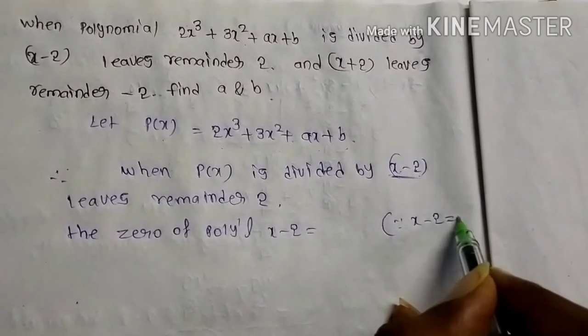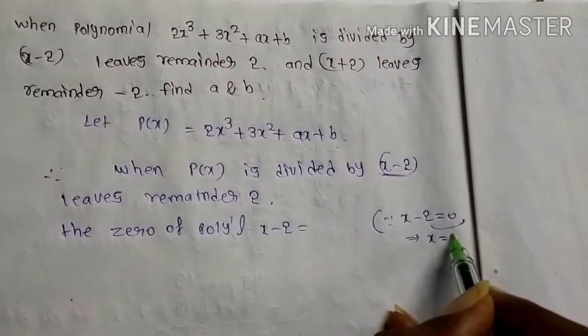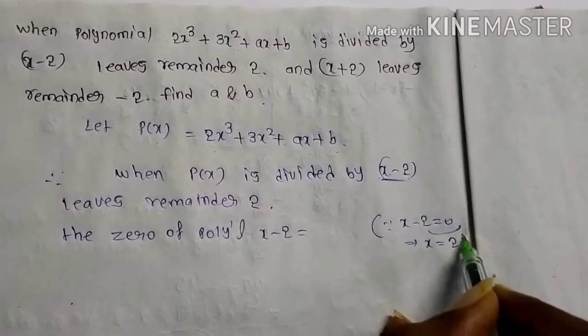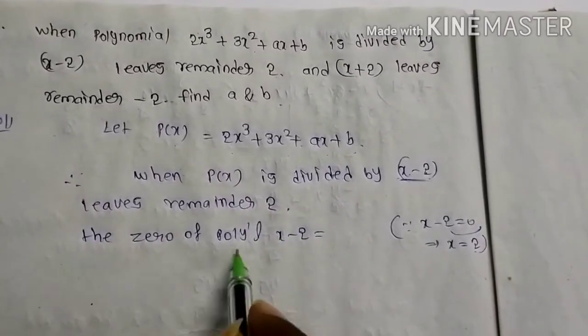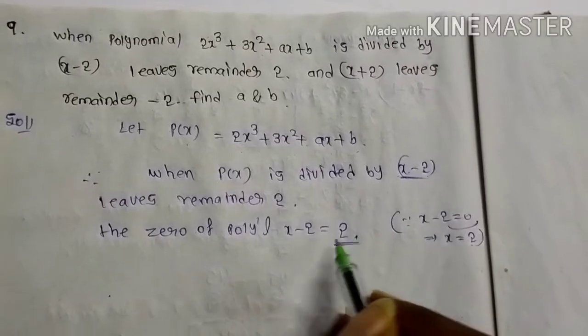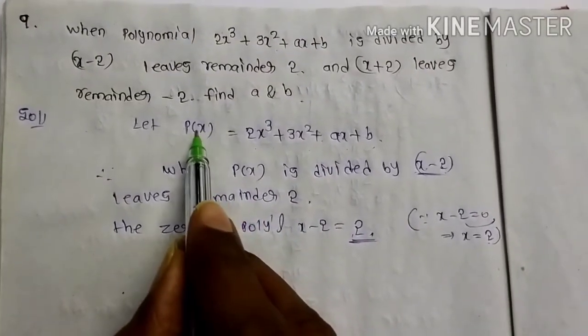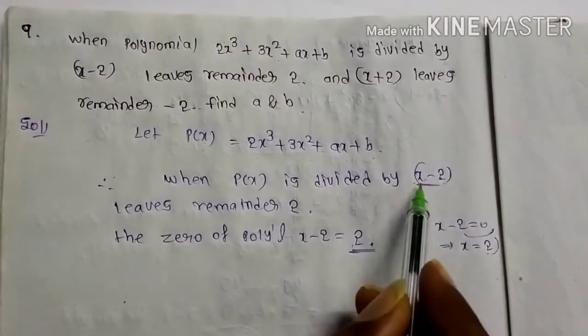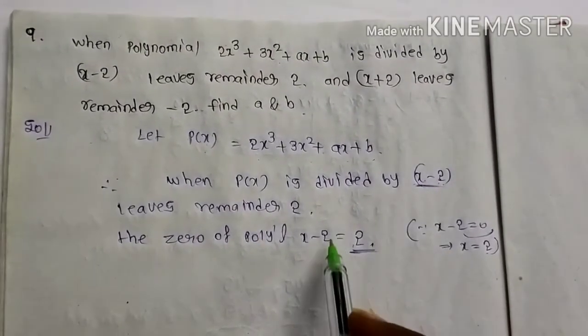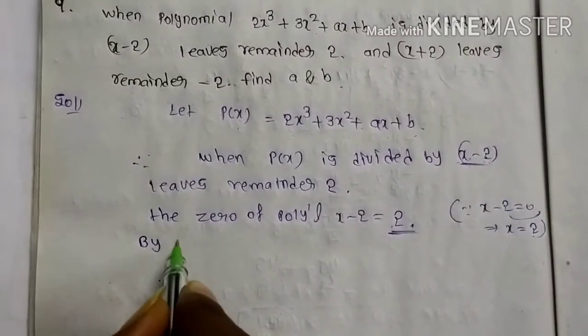x minus 2 is equal to 0. Then you can transpose 2 to RHS. That means x is equal to 0 plus 2. That means x is equal to 2, or not. That means the zero of this polynomial is 2 only. Yes or no? Which is 2. That means whenever you can remember, when p of x is divided by x minus 2, the remainder is p of 2. You can write here by the remainder theorem.